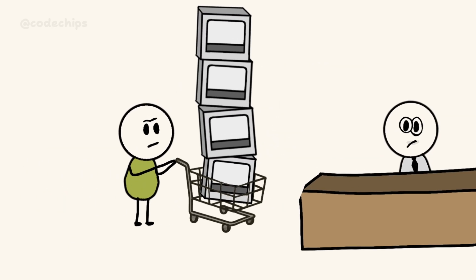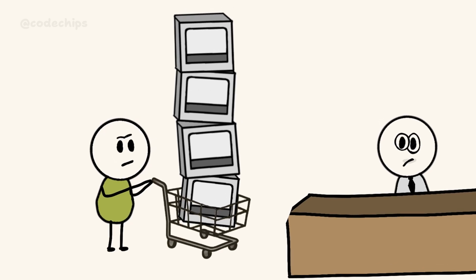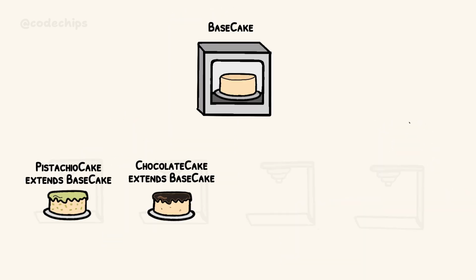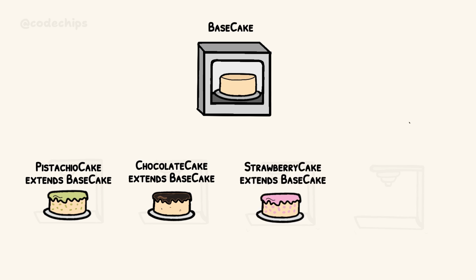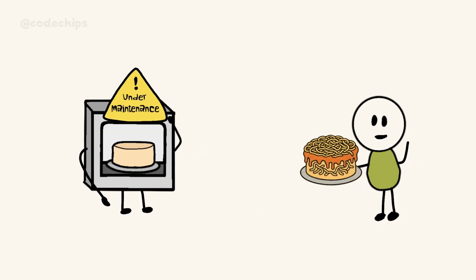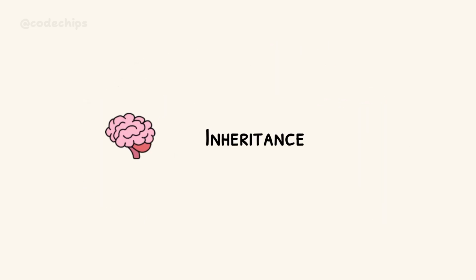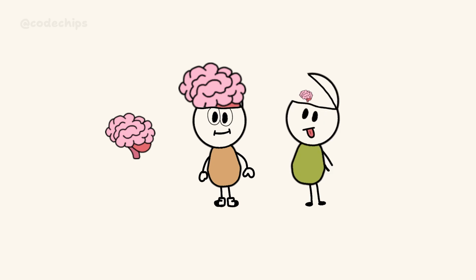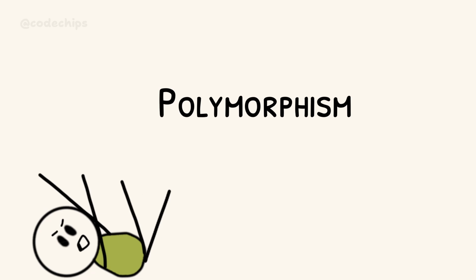We were literally buying new ovens just to bake the same sponge cake. Instead, we can reuse one base sponge cake maker and just slap different creams on top. New flavor, easy. Just extend the base cake. Genius, right? This geniusness is called inheritance in programming. Same core, extended to different personalities. Speaking of different personalities, let's dive into polymorphism.